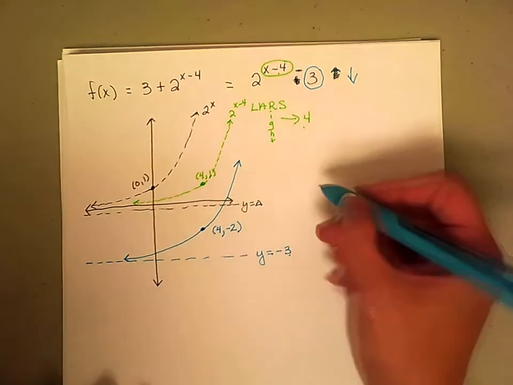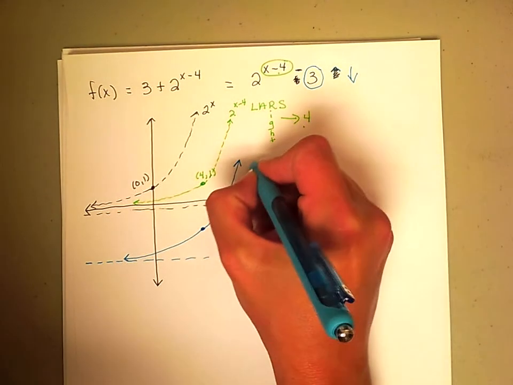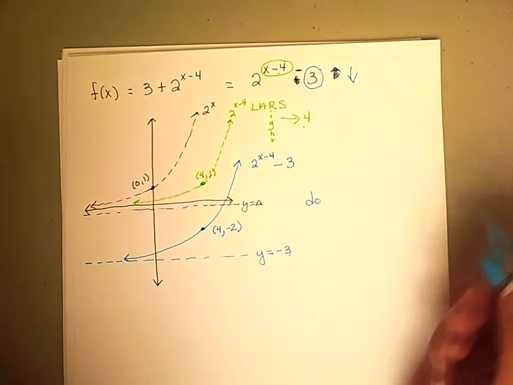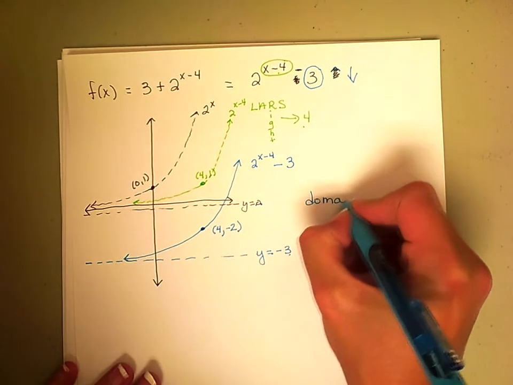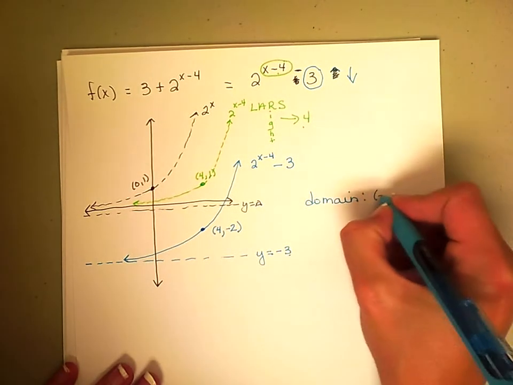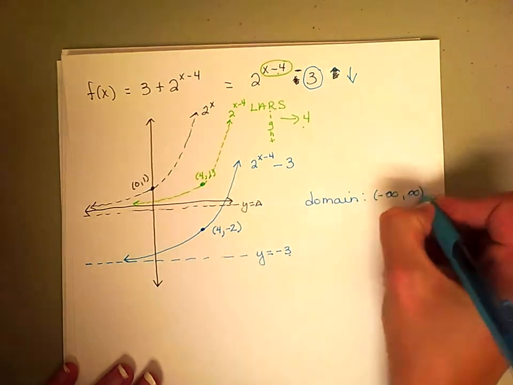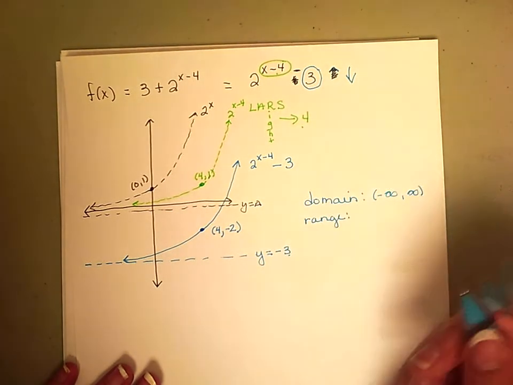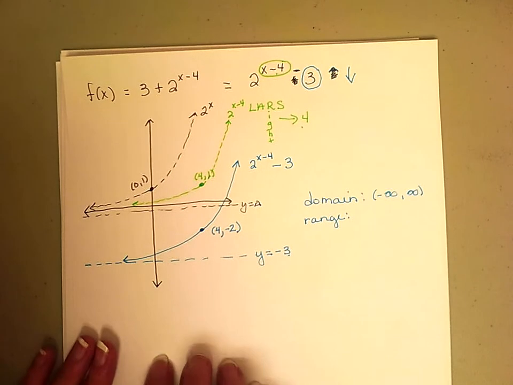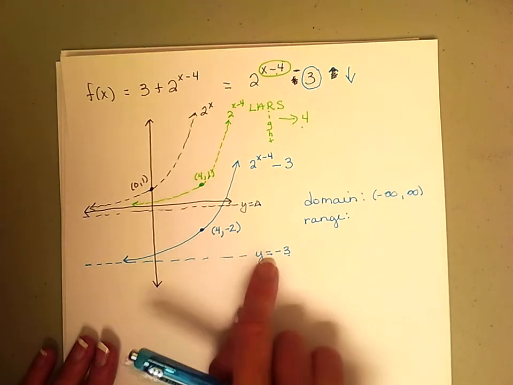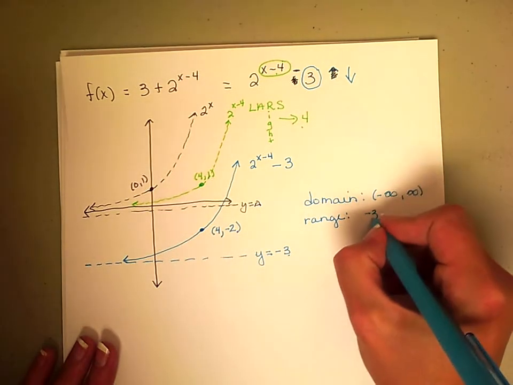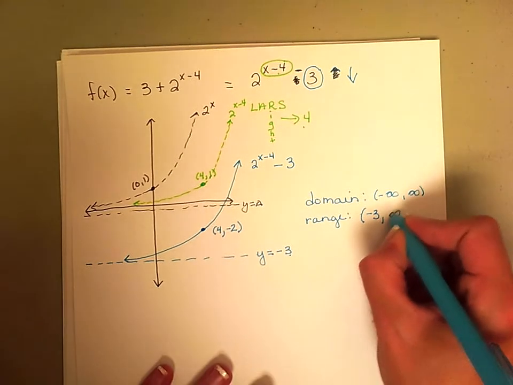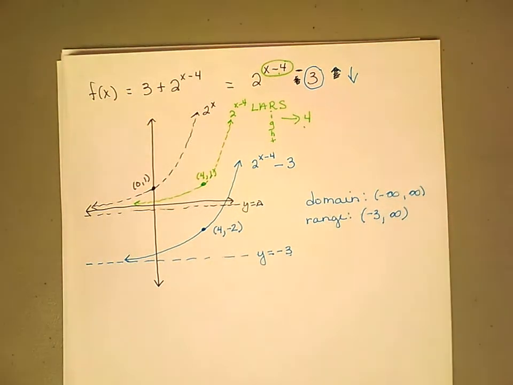Now let's talk about the domain. Okay. So this is 2 to the x minus 4 minus 3. So the domain has not changed. It's from negative infinity to infinity. The range then, well now instead of being 0, our asymptote here is at negative 3, and it will never include negative 3, and it will go to infinity.